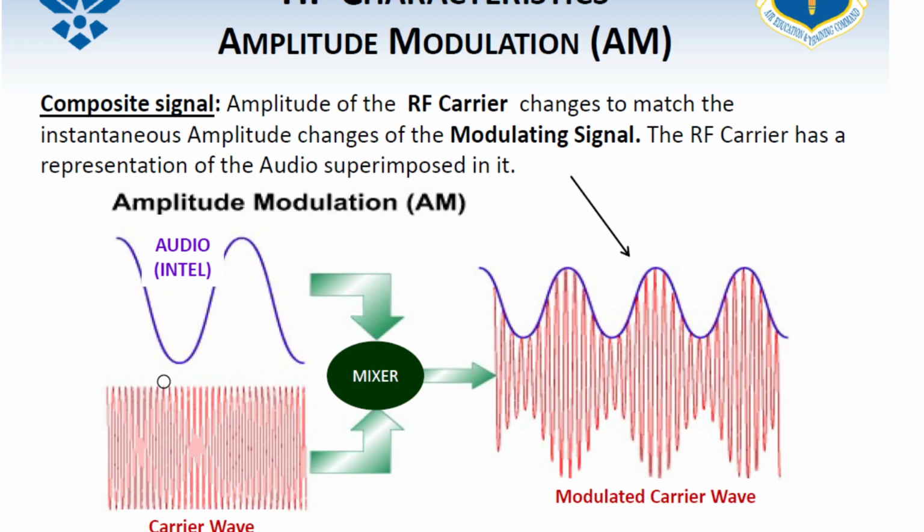We're going to talk about the composite signal. The amplitude of the RF carrier changes to match the instantaneous amplitude changes of the modulating signal. The RF carrier has a representation of the audio superimposed into it. So what does that mean to you all?